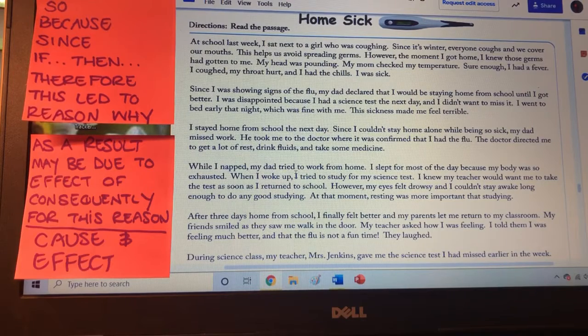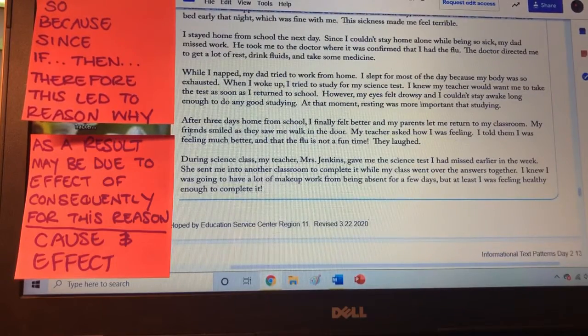When I woke up, I tried to study for my science test. I knew my teacher would want me to take the test as soon as I returned to school. However, my eyes felt drowsy and I couldn't stay awake long enough to do any good studying. At that moment, resting was more important than studying. After 3 days home from school, I finally felt better, and my parents let me return to my classroom.